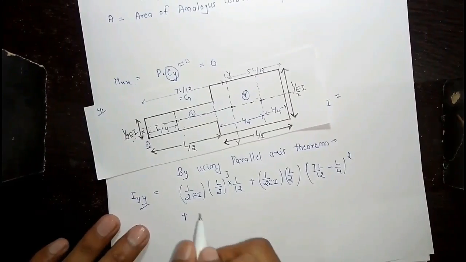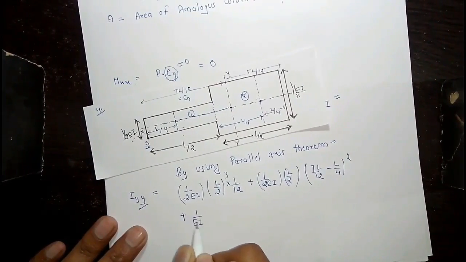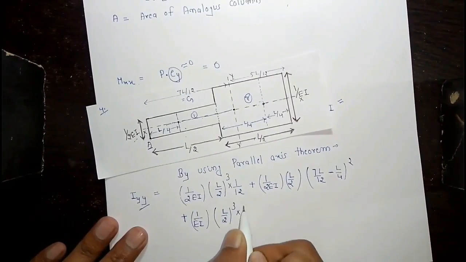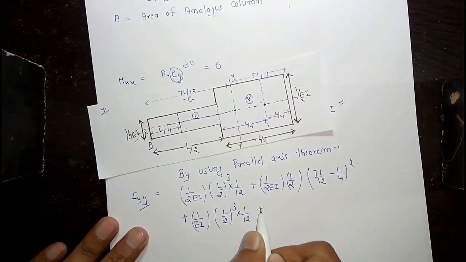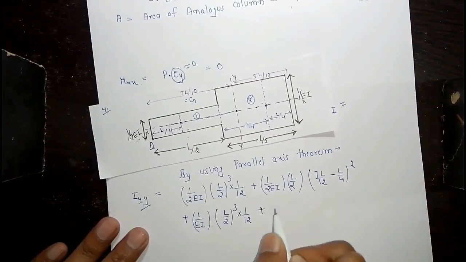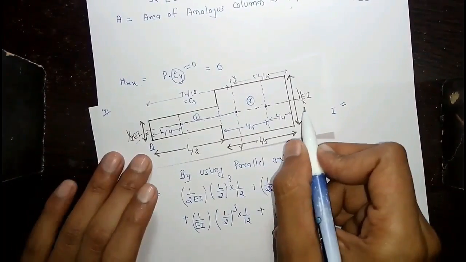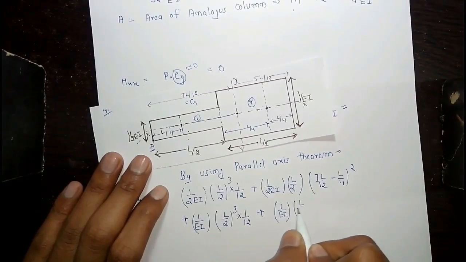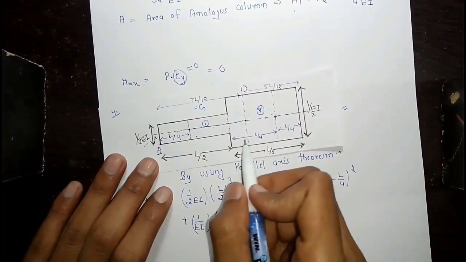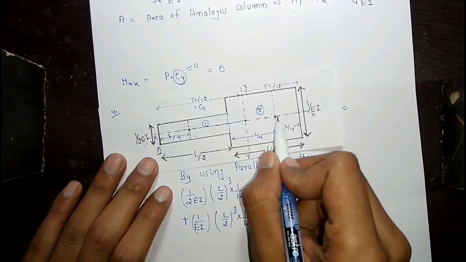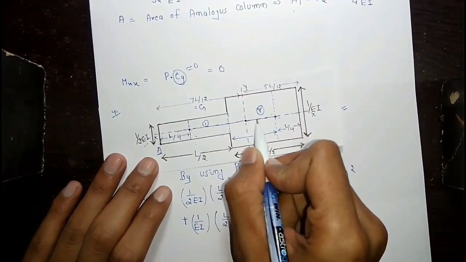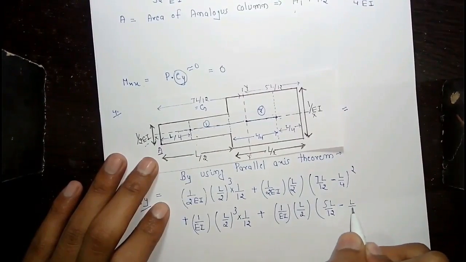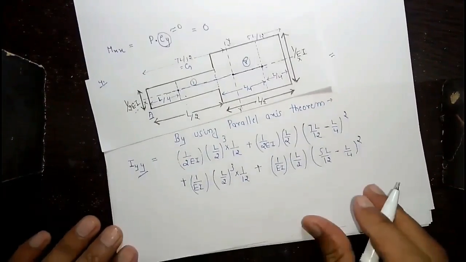Similarly, for the second section, D is 1 divided by EI and B is L by 2 whole cube divided by 12, plus the area of the second rectangular section, 1 divided by EI into L by 2, and the distance between the two parallel axes is 5L by 12 minus L by 4. So 5L by 12 minus L by 4 whole square.